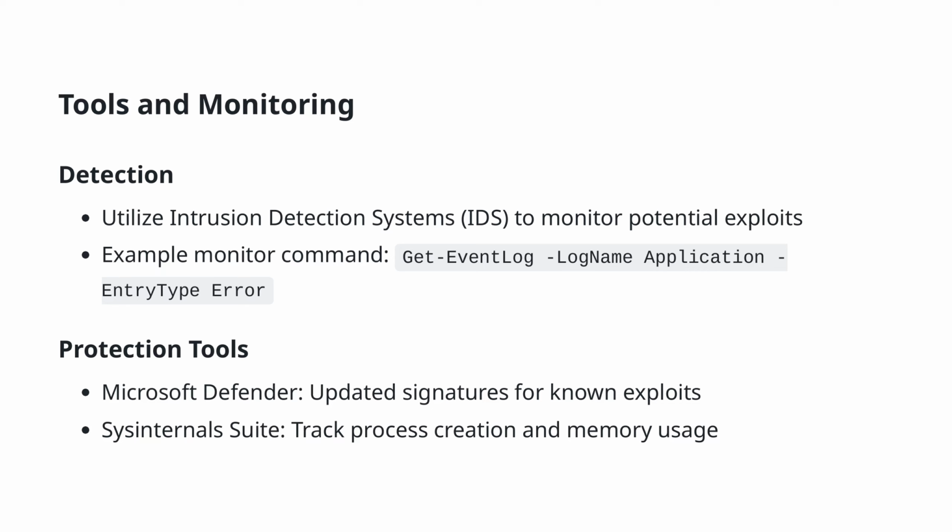On this slide, we focus on the tools and monitoring strategies crucial to detecting and shielding against potential exploits. We leverage intrusion detection systems, or IDS, to observe and flag suspicious activities. As an example, the command Get-EventLog -LogName Application -EntryType Error can be employed to monitor logs for errors, which might indicate exploit attempts.